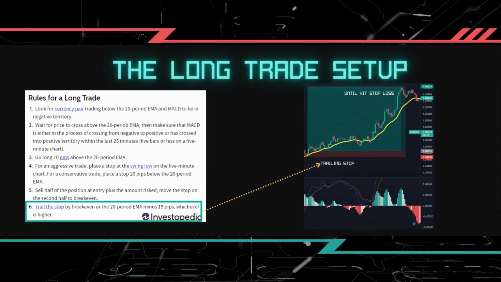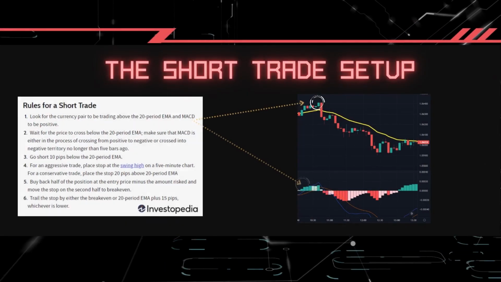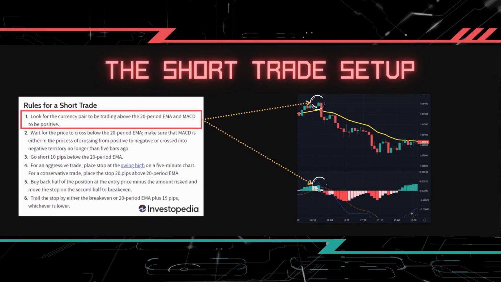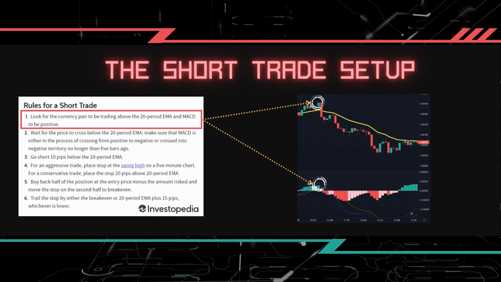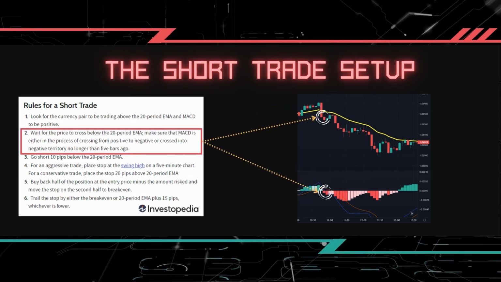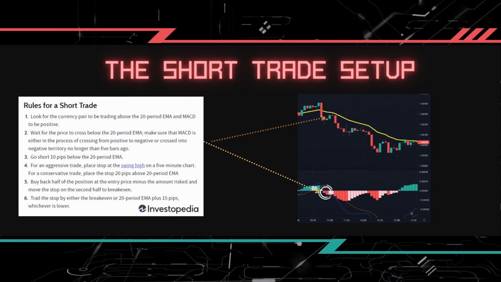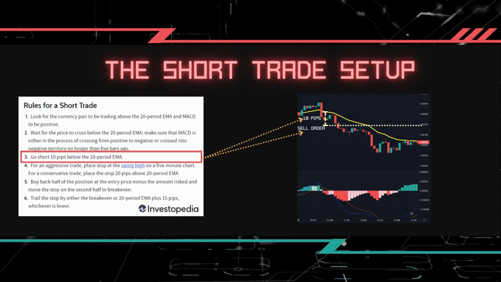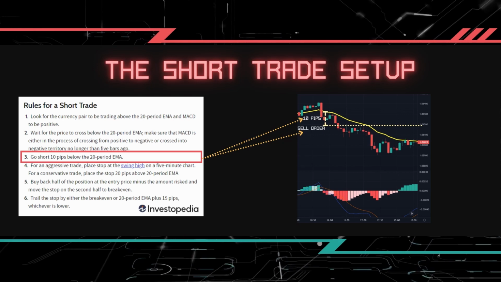We will also quickly go through the short trade rules. First, we will check that the 2 indicators are in the positive territory. Next, we will wait for the price to cross the 20 EMA and the MACD crosses the zero line within the last 5 bars. Third, we will enter a sell stop that is 10 pips below the 20 EMA.